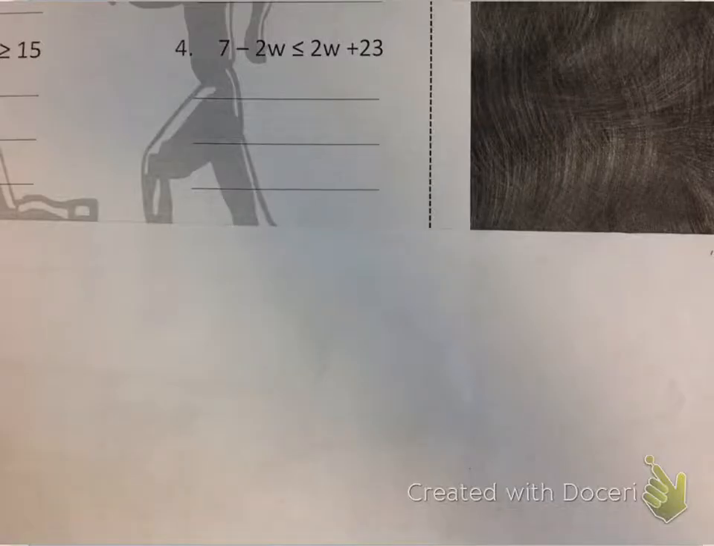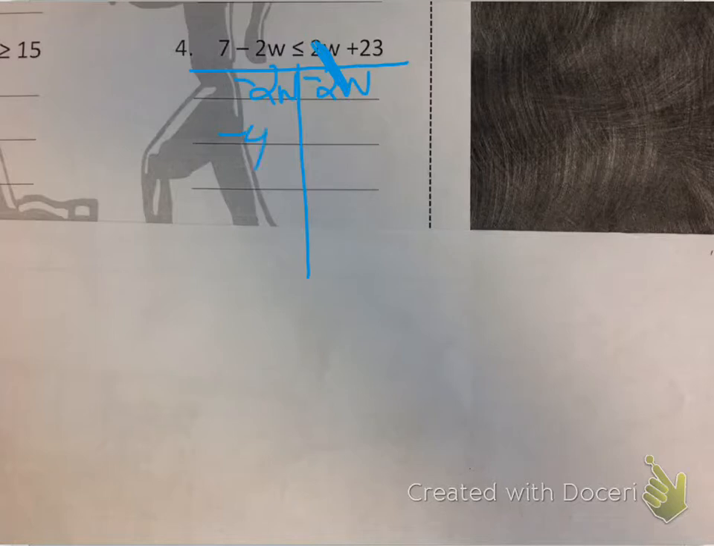Number 4 on our quiz, we are going to make our t-chart. First thing we're going to do is move the 2w from the right side over to the left side. We have a positive 2w, so we're going to subtract 2w from both sides. Okay, 2 minus 2 gives us 0. And on the left side, negative 2w minus 2w gives us negative 4w. We're going to keep our 7 on that side as well. And we're just going to go ahead and bring down this 23.